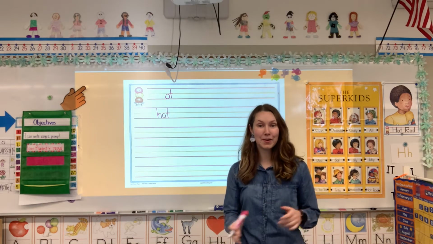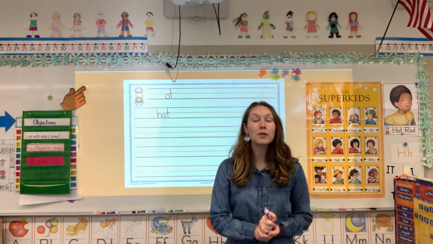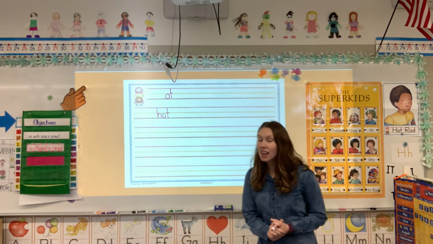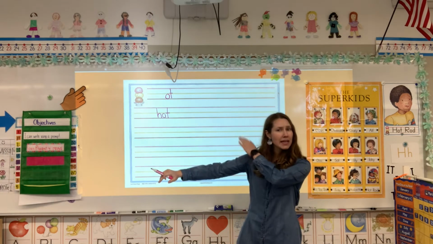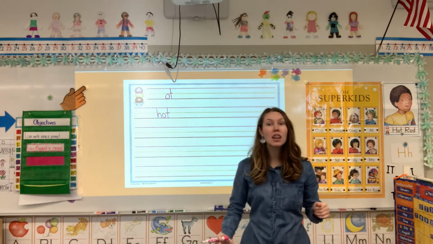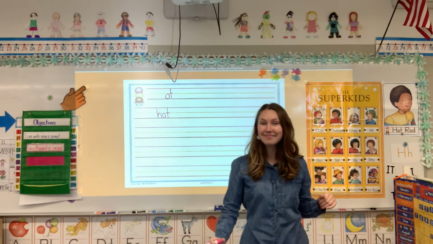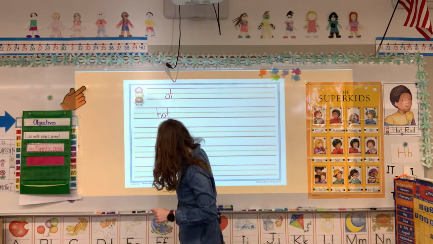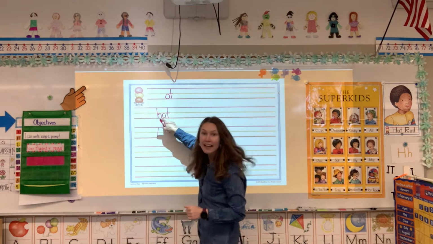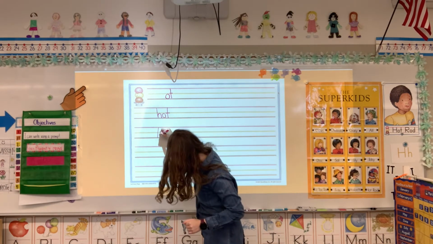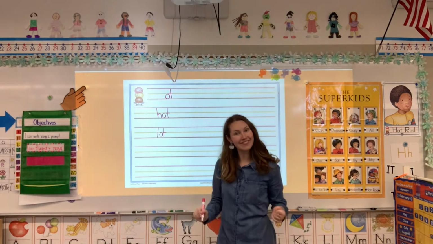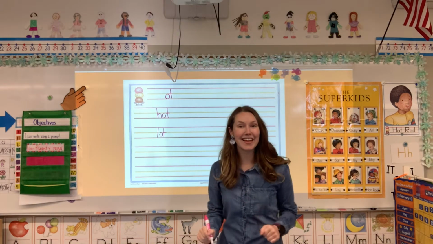Let's add another word. This time we're going to write the word lot. Lot. What do we hear at the beginning of this ot family word? That's right, it's letter L, so I'm going to write an L and then add that ot family ending, O-T. Lot. Very good.